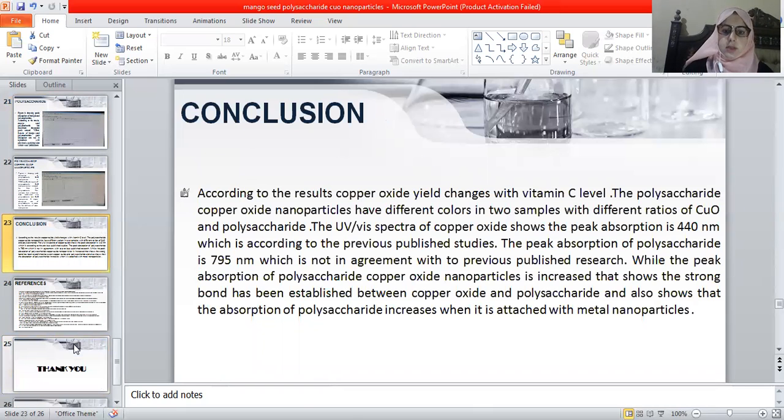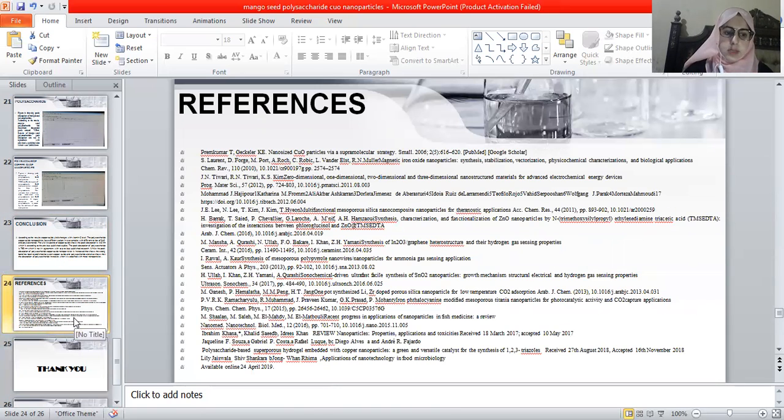In conclusion, the yield was changed due to vitamin C level. There was a difference between peak levels, and peak absorption of polysaccharide increased with copper oxide. These are the references according to which we did our project.